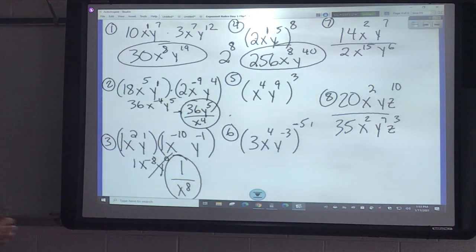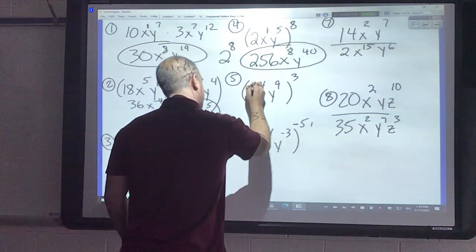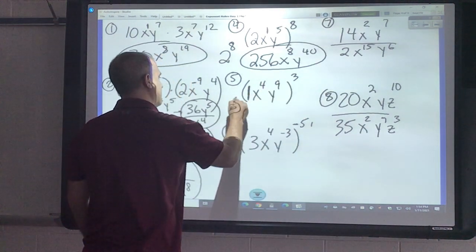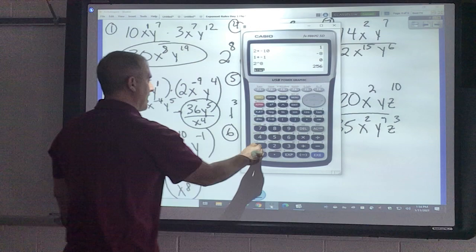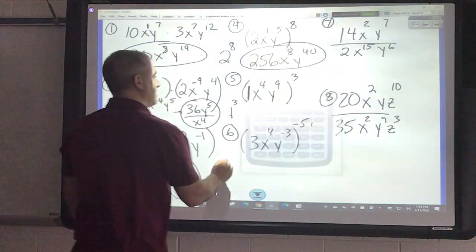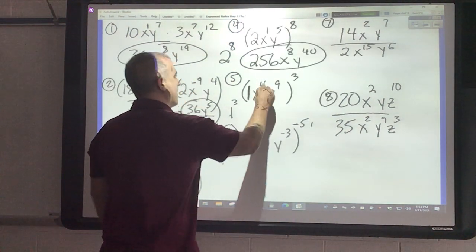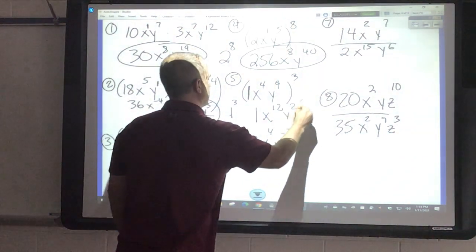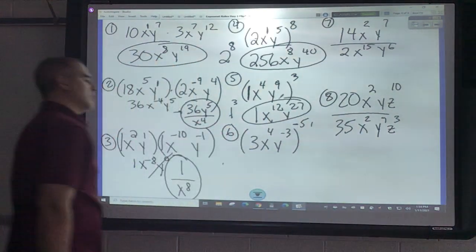All right, let's look at this one. This one's missing a 1 here, so I got to put that. Then I got the other things. So this is a power rule, 1 to the 3rd. Use your calculator. 1 caret 3. It's going to be 1. X, 4 times 3 is 12. 9 times 3 is going to be 27. So this is what I would have for an answer there.